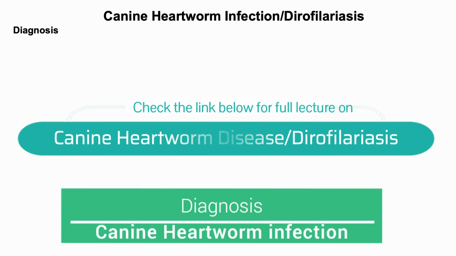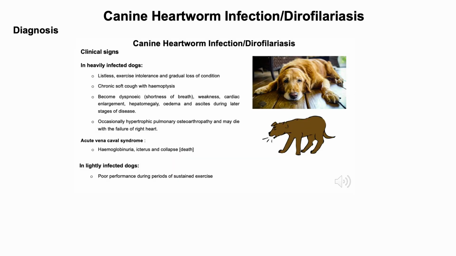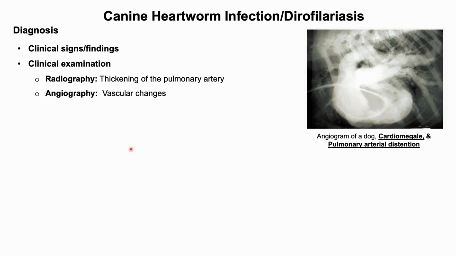Diagnosis of canine heartworm infection or Dirofilariasis. The disease can be diagnosed based on the clinical signs that I have already discussed. Radiography may reveal the thickening of the pulmonary artery. Angiography may also be used to demonstrate more vascular changes.